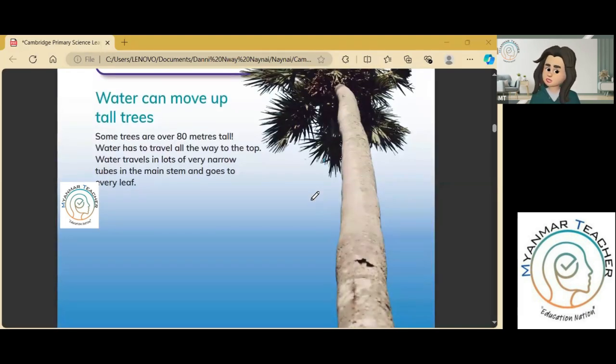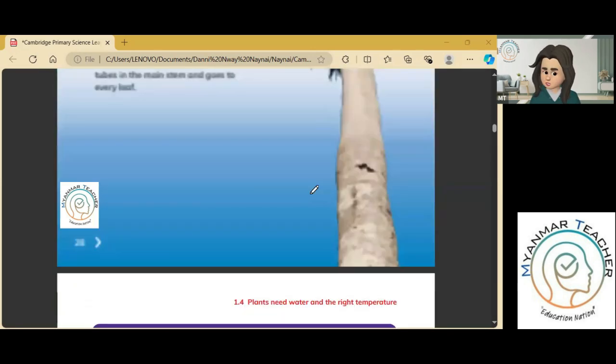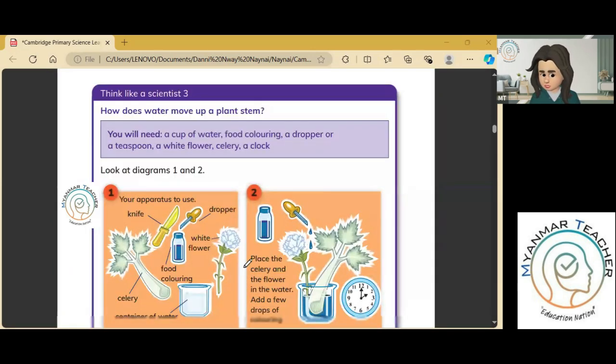Next, water can move up tall trees. Some trees are over 80 meters tall. Some water has to travel all the way to the top. Water travels in a lot of narrow tubes in the stem system and goes to every leaf. So roots are very important to get water.